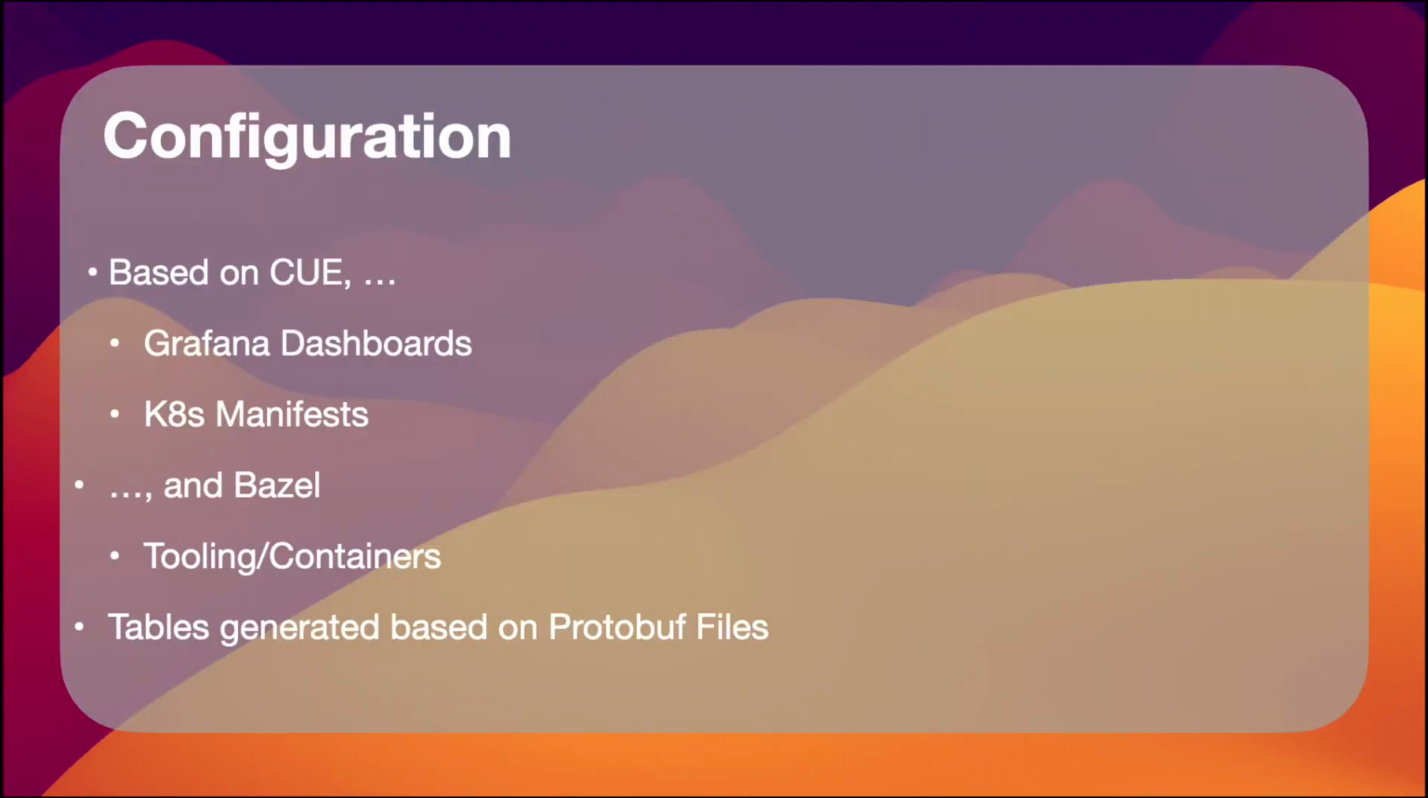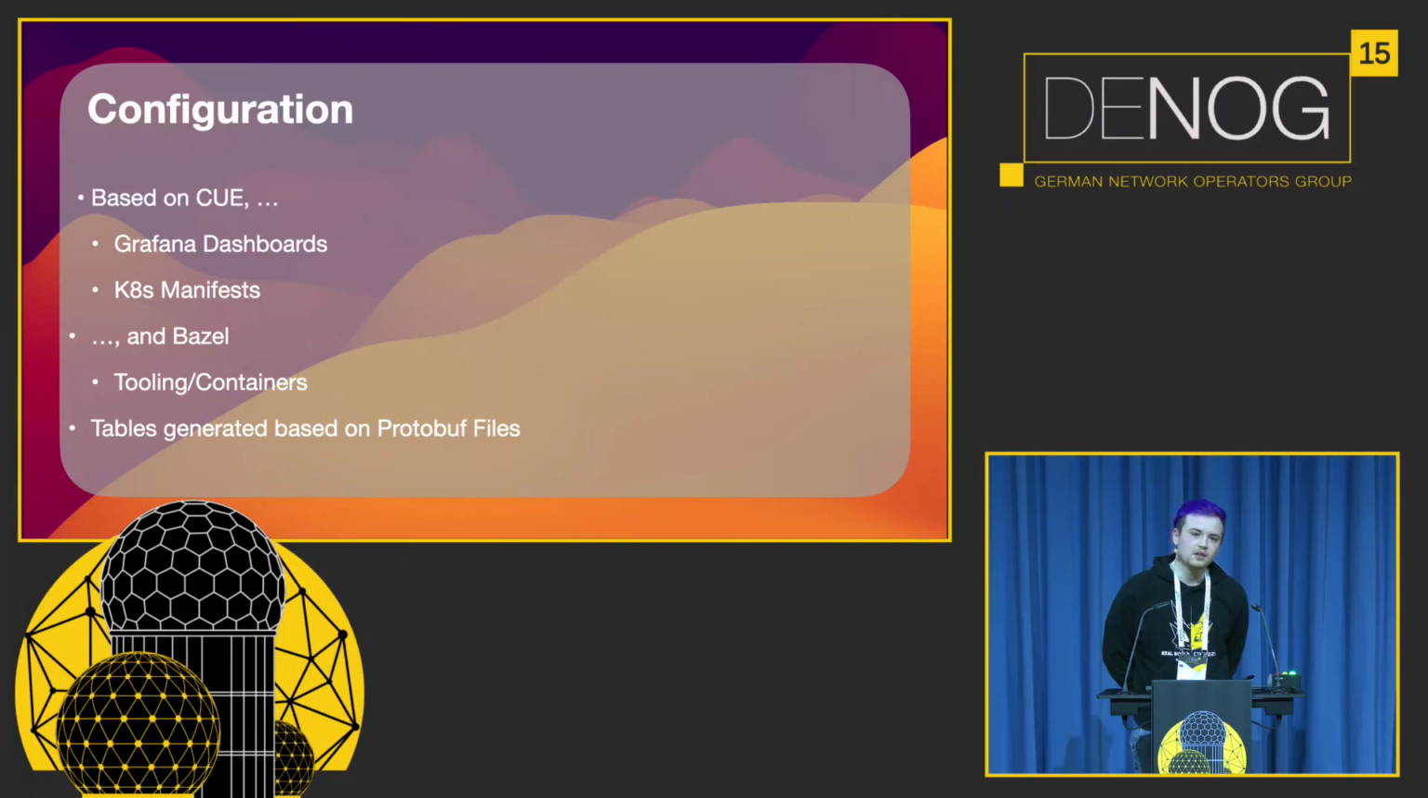Deployment runs completely on CUE and Bazel. CUE is a configuration language which is like JSON, but it has some additional things. Maybe you have heard of KCL, which is another such thing, but CUE is basically just JSON. It generates everything from the Grafana dashboards to the Kubernetes manifests, because the whole system is currently based on K3s.